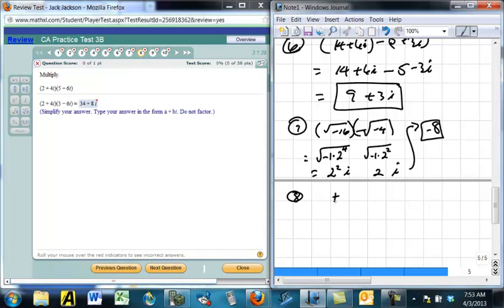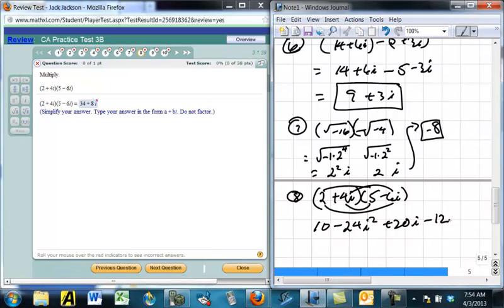2 plus 4i, 5 minus 6i. We do FOIL. 2 times 5 is 10. Let's do this part next. 4 times negative 6, negative 24, i squared. Here we got 20i and negative 12i. Combine here to get 8i. i squared is negative 1, so this becomes 10 plus 24, which is 34.